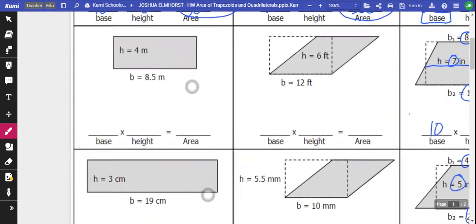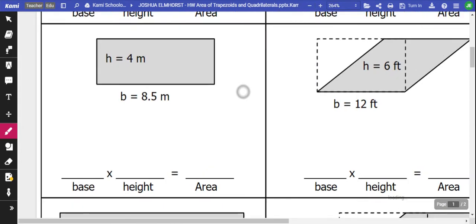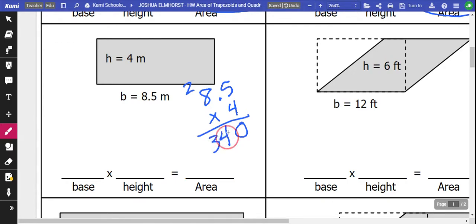Okay, now going back to the easier ones, rectangle is base times height. 8.5 times 4. 5 times 4 is 20. 4 times 8 is 32, plus 2 is 34. Bring your decimal over one spot. So we have the base was 8.5 times 4 equals 34 meters squared.